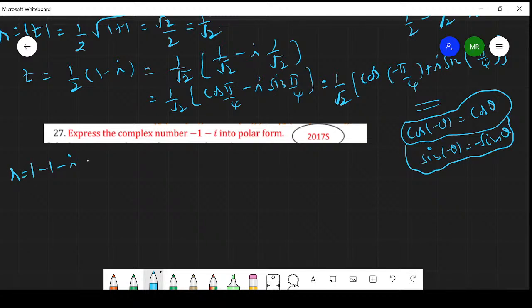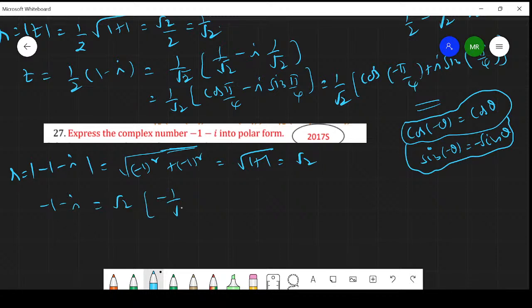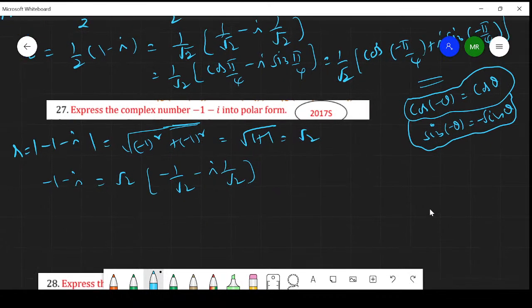r is equal to the modulus: you find root of minus 1 whole square plus minus 1 whole square. It will come root of 1 plus 1, root 2. You will get root 2. So the given complex number minus 1 minus i equals root 2 into, taking root 2 common, minus 1 by root 2 minus i into 1 by root 2. The given complex number is in the third quadrant. In the third quadrant, you should find the polar form.